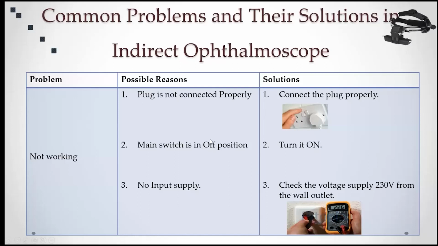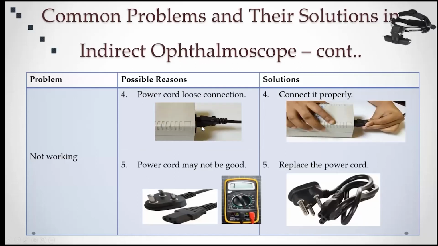And is there any loose connection with the power cord? We have to fix it well, fastening the power cord. And sometimes it won't work because of power cord failure. You can easily check the power cord continuity using the multimeter. Keep the multimeter in the continuity mode and check the continuity of the power cord. If there is any issue, then you can replace it with a new power cord.